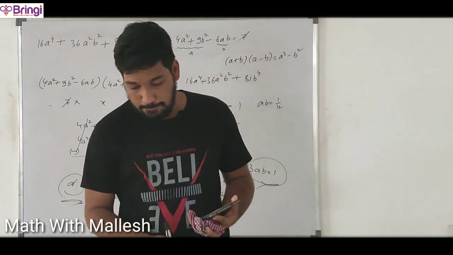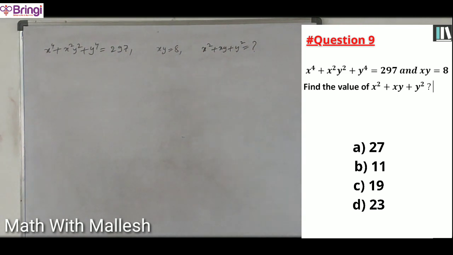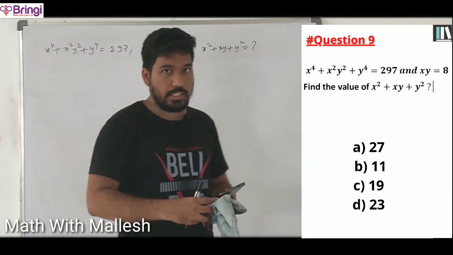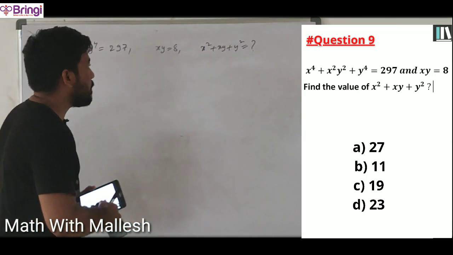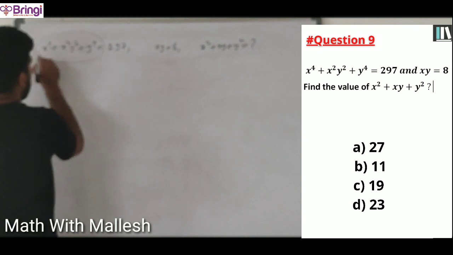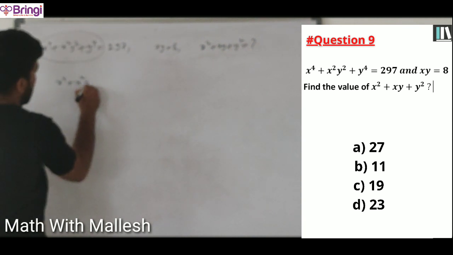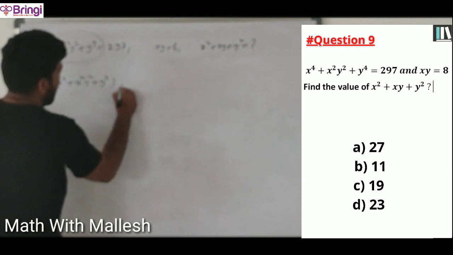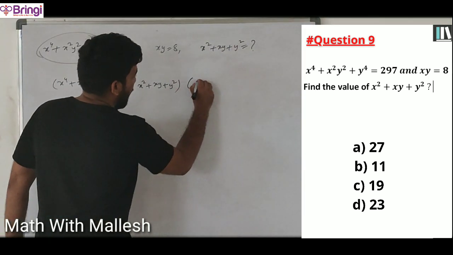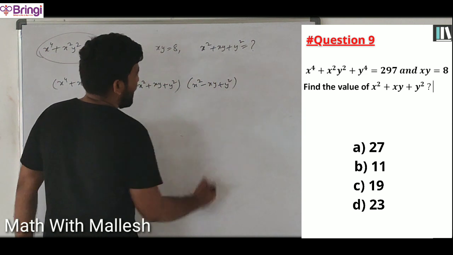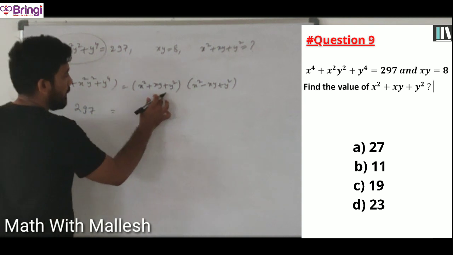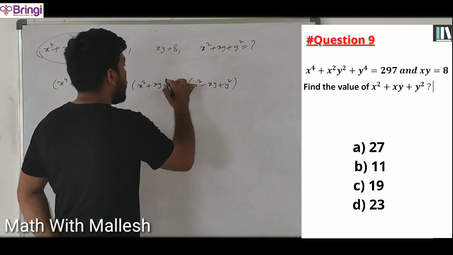Moving on to question number 9. x power 4 plus x square y square plus y power 4 is equal to 297, and xy is given as 8, and they are asking you to find x square plus xy plus y square. I told you before, this formula: x power 4 plus x square y square plus y power 4 is equal to x square plus xy plus y square into x square minus xy plus y square. Very important formula. And they gave here 297. And here something will come and here something will come, and we want this value.